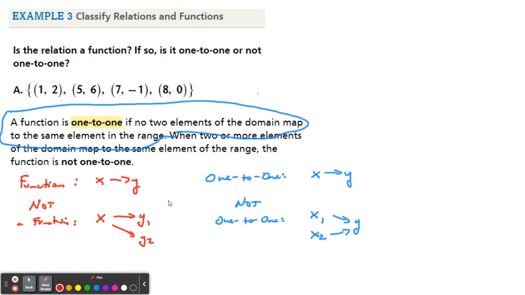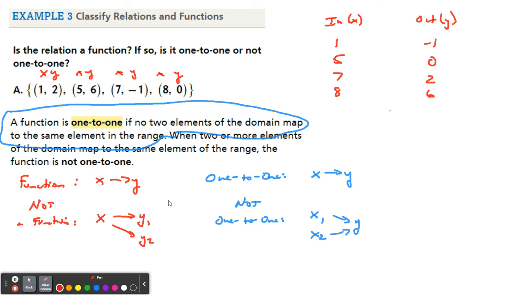All right, so let's take a look at our relation here. So again, we have 4 XY pairs. So I'm going to make an input-output table. Here's my inputs. These are my X's. Here's my outputs. These are my Y's. In and out. I'm going to put the X's in numerical order: 1, 5, 7, 8. I'm going to put the Y's in numerical order as well. So I'd have -1, then 0, then 2, then 6. Right? So here's my domain on the left, my range on the right.